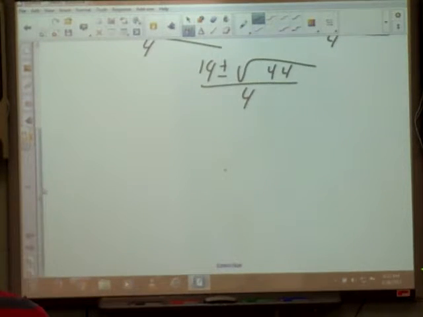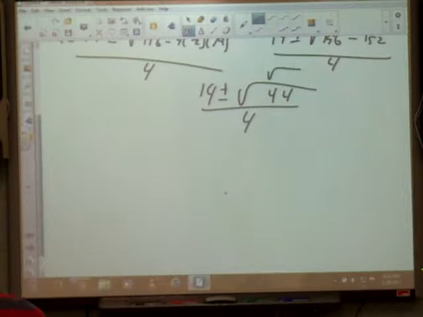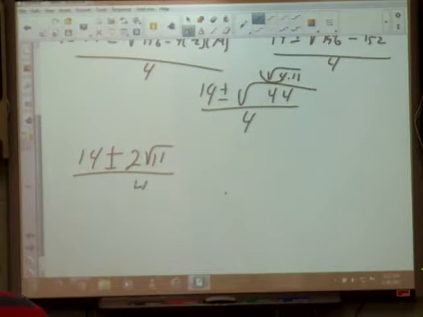Any ideas? Yep, this is the same as 4 times 11. So the square root of 4 is 2, so we're going to have 14 plus or minus 2 square roots of 11 over 4. Now, we're not going to be able to get this down to two normal answers. It's still going to be in radical form. So I can leave it with the plus minus, but I can't leave that. That can go farther. How does that go farther?